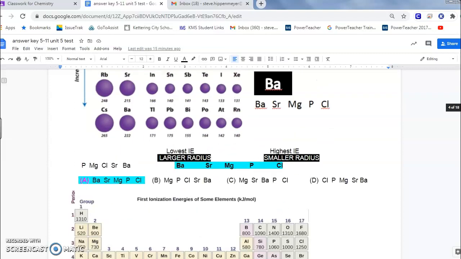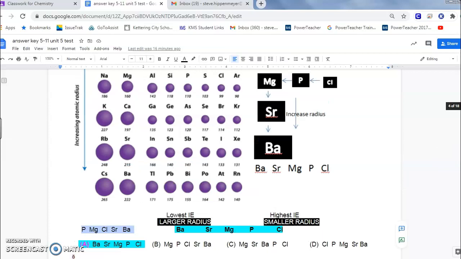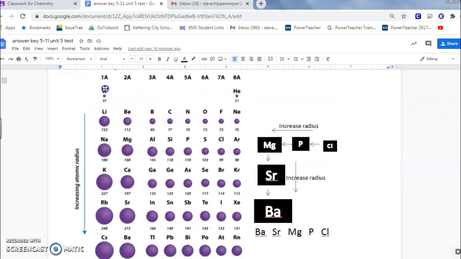So let's look at our list here. Our list has phosphorus, magnesium, chlorine, strontium, and barium. Well, lowest ionization energy would be the largest atom. The highest ionization energy would tend to be the smaller atoms. So on this list, who is the largest atom? Remember, size increases top to bottom. Size decreases left to right. So the smallest ones are in the upper right-hand corner. The largest ones would be in the lower left-hand corner.